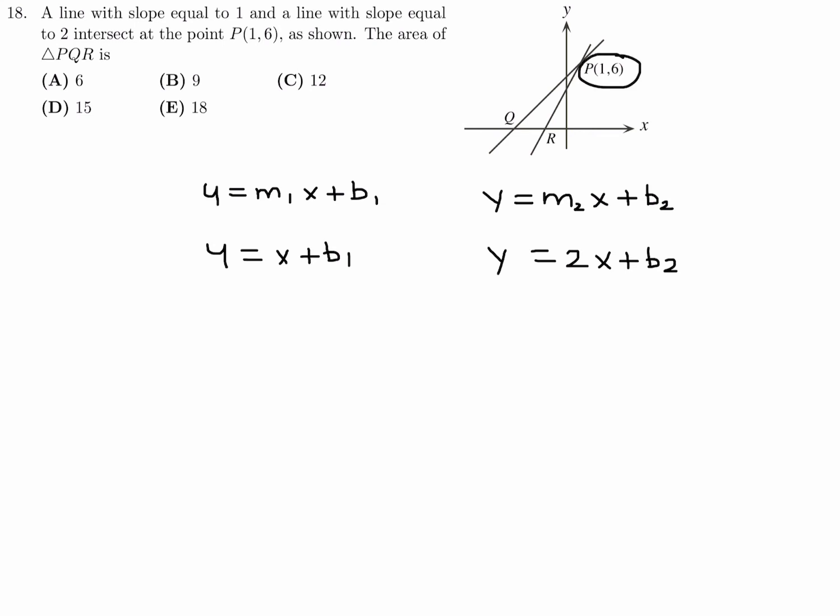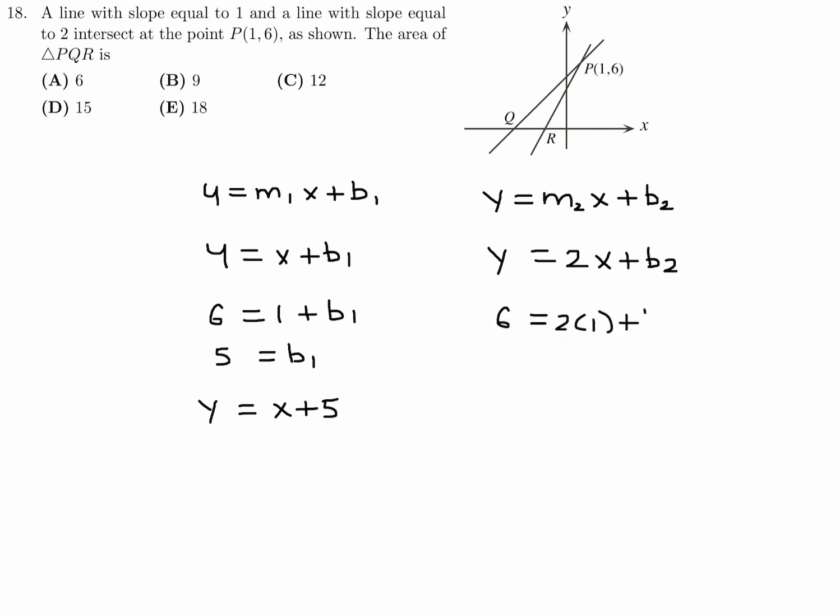Now the point (1,6) is on both lines, so I can substitute that into both equations to solve for b. So the first one becomes 6 is equal to 1 plus b1, and therefore b1 is equal to 5. So that equation is y equals x plus 5. The next one, if I substitute (1,6), I get 6 is equal to 2 times 1 plus b2, and therefore b2 is equal to 4. So that equation is y equals 2x plus 4.